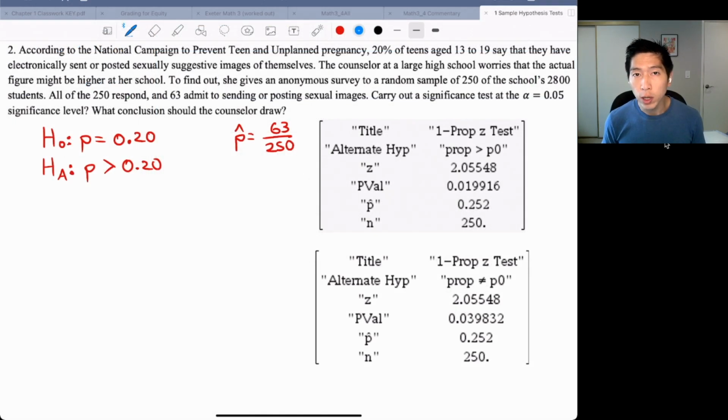Notice that for the two-sided test, we still get the same Z value of 2.05548, which is what we'd expect. But in the two-sided test, the p-value is automatically doubled for us. So you don't need to double the value again. You already have it doubled for you. That's what the calculator will do.